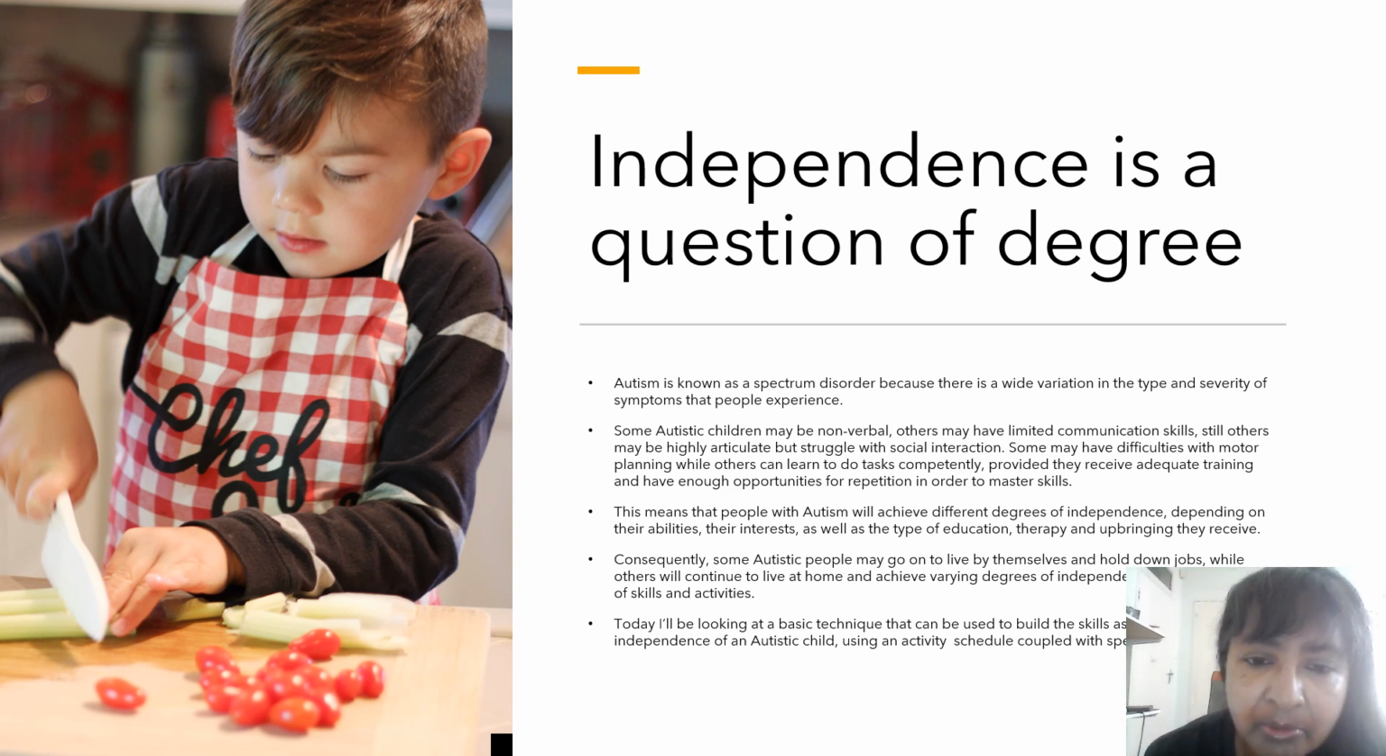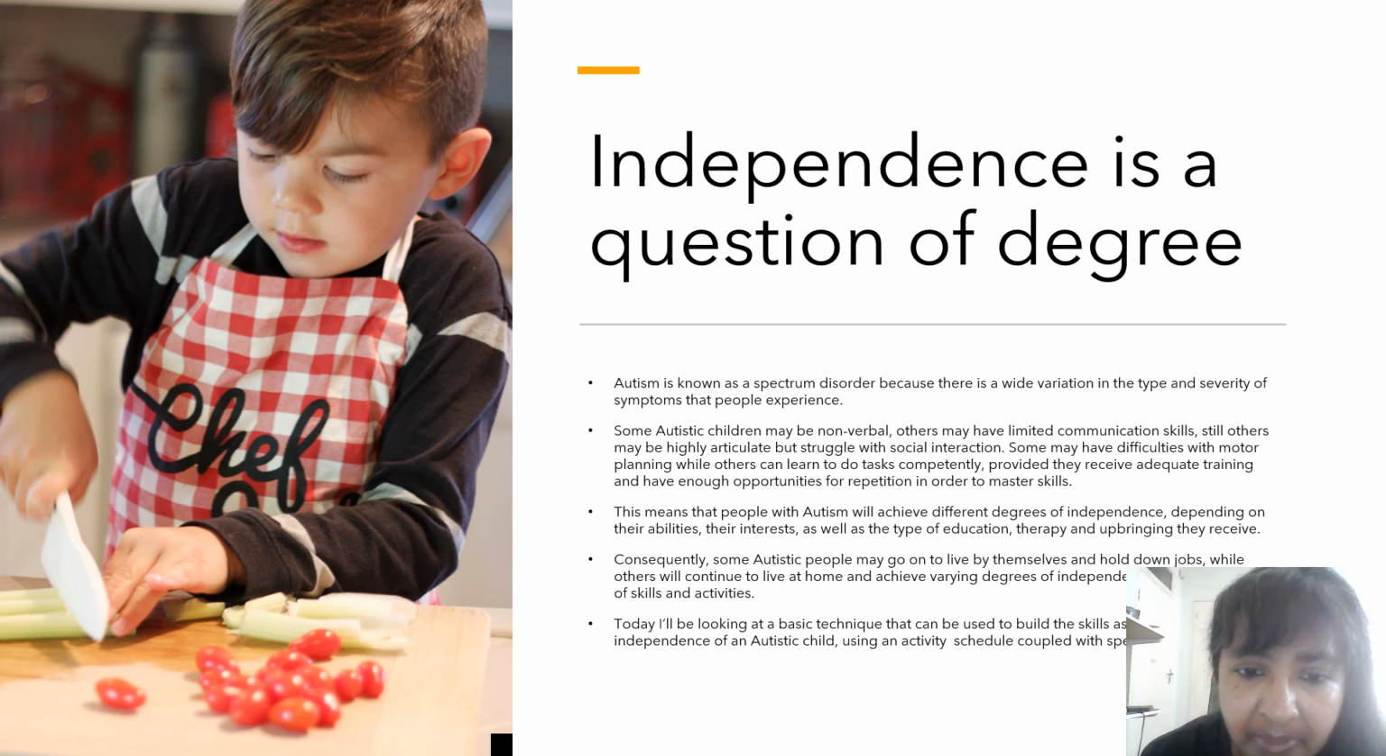This means that people with autism will achieve different degrees of independence, depending on their abilities, their interests, as well as the type of education, therapy, and upbringing that they receive. Consequently, some autistic people may go on to live by themselves and to hold down jobs and to be independent, while others will continue to live at home and to achieve various degrees of independence depending upon their capabilities and the skills and activities that they are taught.